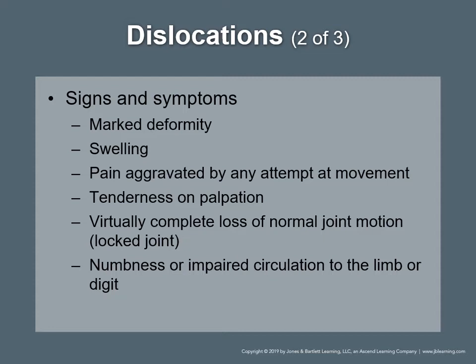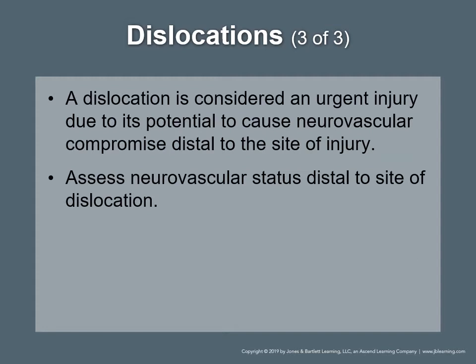Signs and symptoms of a dislocated joint are similar to those of a fracture. You'll have marked deformity, swelling, pain that is aggravated by any attempt at movement, tenderness on palpation, virtually complete loss of normal joint motion, which is a locked joint, and numbness or impaired circulation to the limb or digit.